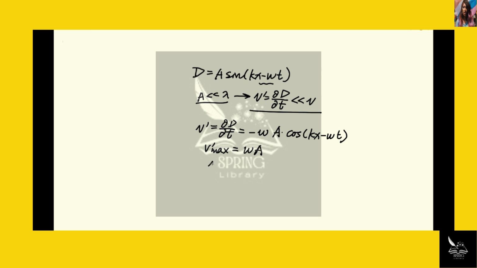So what is v? v equals f times lambda. And omega is 2 pi f times a. Sorry, this is f times lambda. Typo. So v is f times lambda, and v prime max is 2 pi f times a. So if a is a lot smaller than lambda, then f times a, because f is positive, will be a lot smaller than f times lambda.